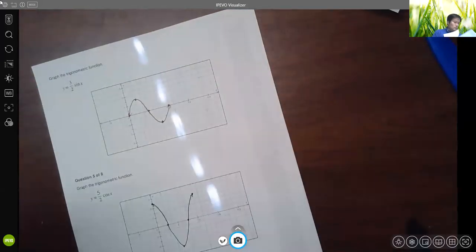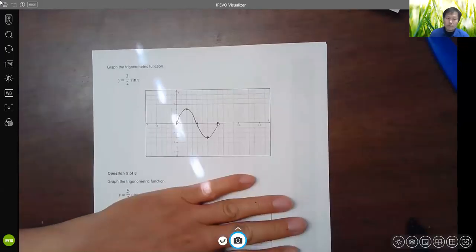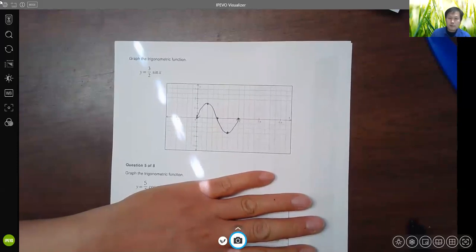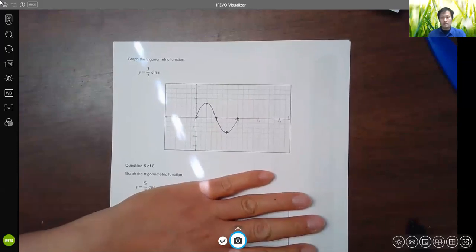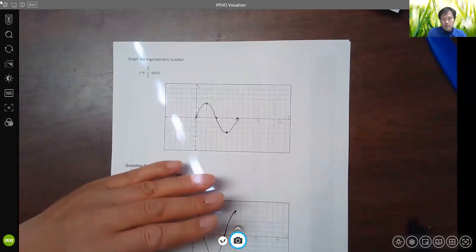Okay, here's an example. One example you can try. The answer is there. You should try it. And if you got this, you got the very simple sine function graph done. Okay, for next part 2, I will continue to explain with the cosine.